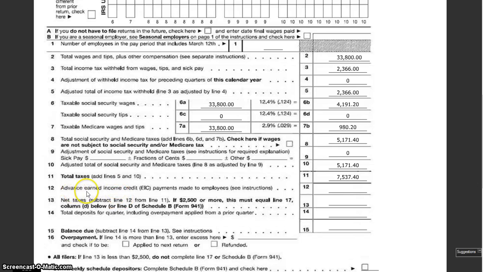Line 12, advance earned income credit. Payments made to employees. We're not going to worry about that in this chapter, so that's going to be 0. Line 13, net taxes, subtract line 12 from line 11. So we're just going to still end up with the same number as above. Line 14, total deposits for this quarter, including overpayment applied prior quarter. So for line 14, it's going to be this same number, the 7537.40. Balance due, subtract line 14 from 13, and we're going to get 0.